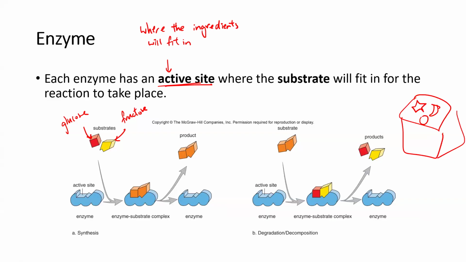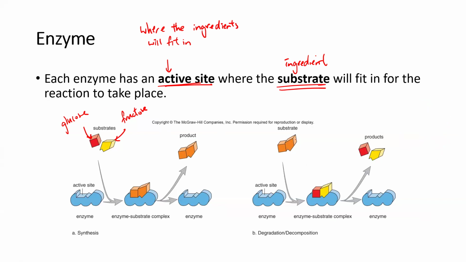Okay? So they will go into the active site. The substrate is just another word for ingredient. And then you will get the product. Okay. Now, let's take a look at another example to help you understand more. Let's just say this one is lactose, okay? So the lactose will go into the enzyme, and the enzyme will break the lactose down. When you break the lactose down, you get glucose and what? Close. Galactose, that's right. There you go, right?